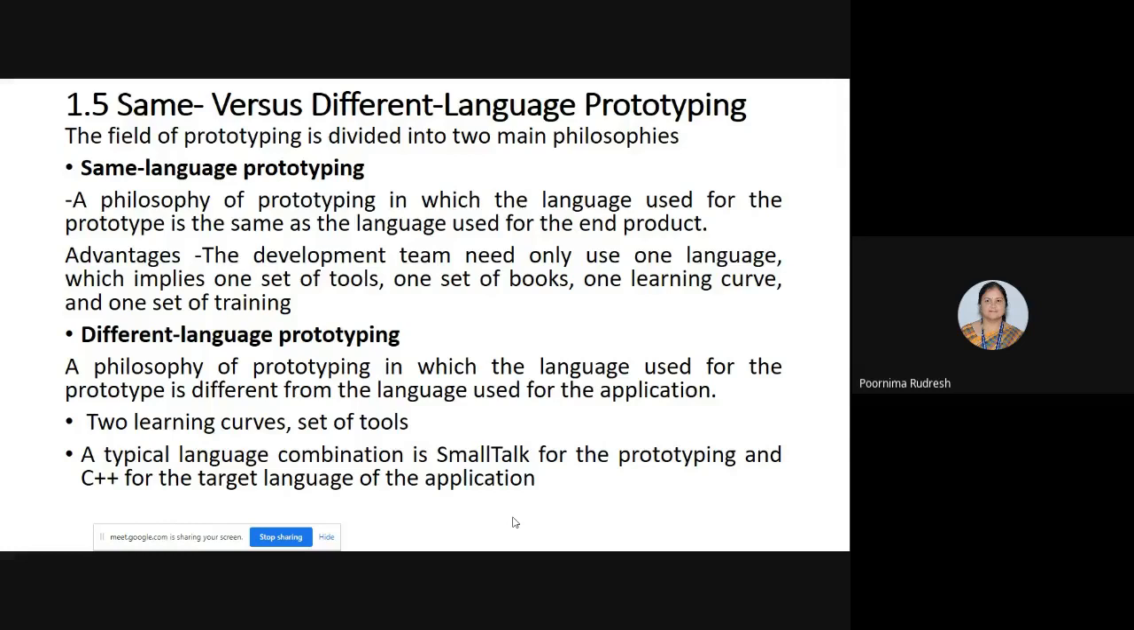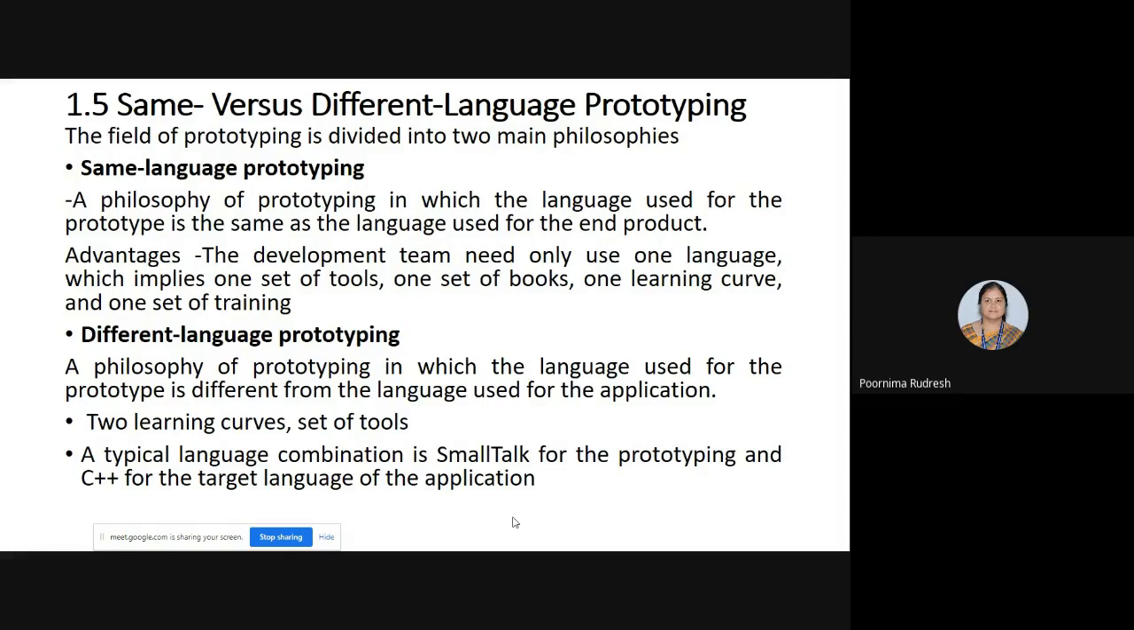So what is different language prototyping? Here we are using one language for prototyping and another language for implementing the application or the product. Understood? Is it clear? Different, as the name itself indicates, we are using different languages for prototyping and for implementing the product or the application. Different language prototyping is a philosophy of prototyping in which the language used for the prototype is different from the language used for the applications. Clear?